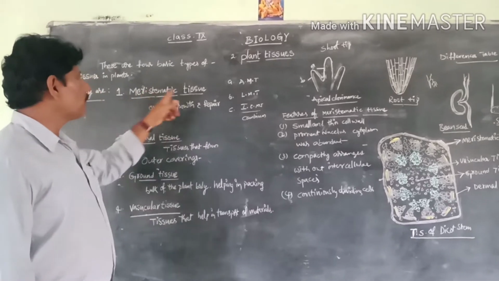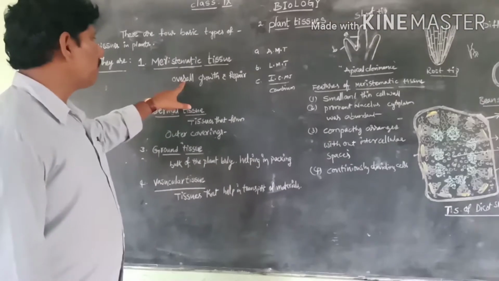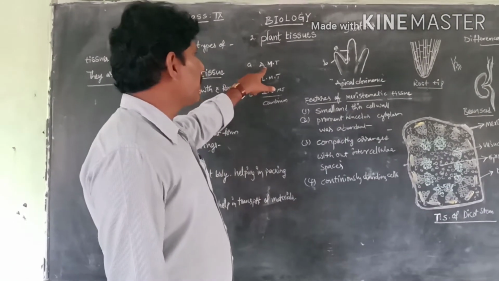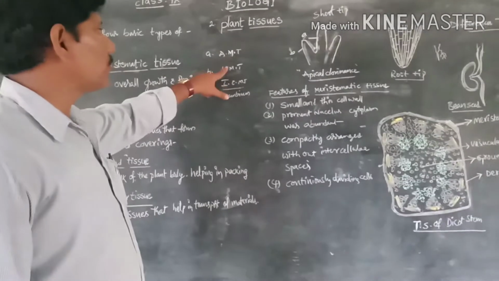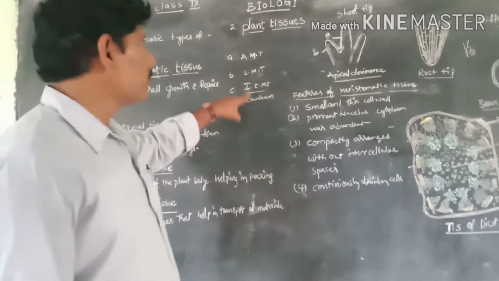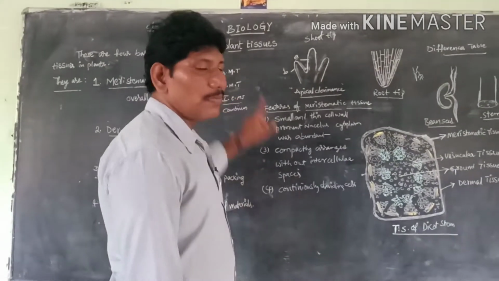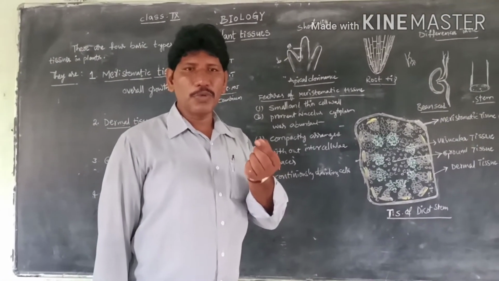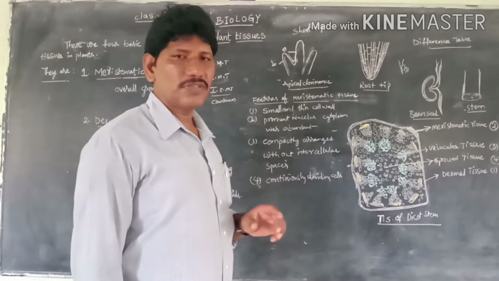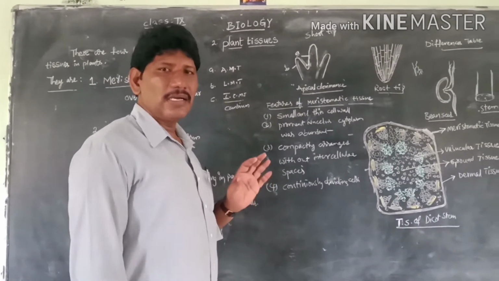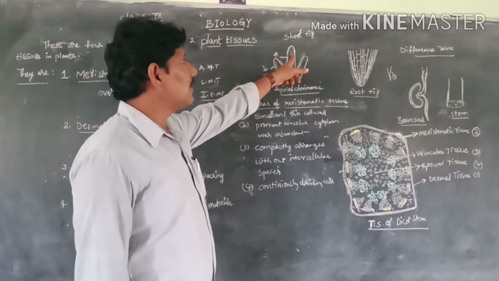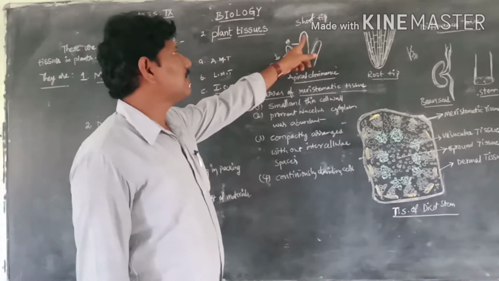Coming to the meristematic tissue, as we said, it is mainly for overall growth and repair. The meristematic tissue is divided into three subtypes: apical meristematic tissue, lateral meristematic tissue, and intercalary meristematic tissue, which is also called cambium. What do you mean by apical meristematic tissue? Meristems means the tender portions, the growing portions. They are very thin and delicate. So meristems mean mainly the growing regions that repair tissues, and that is called meristematic tissue.